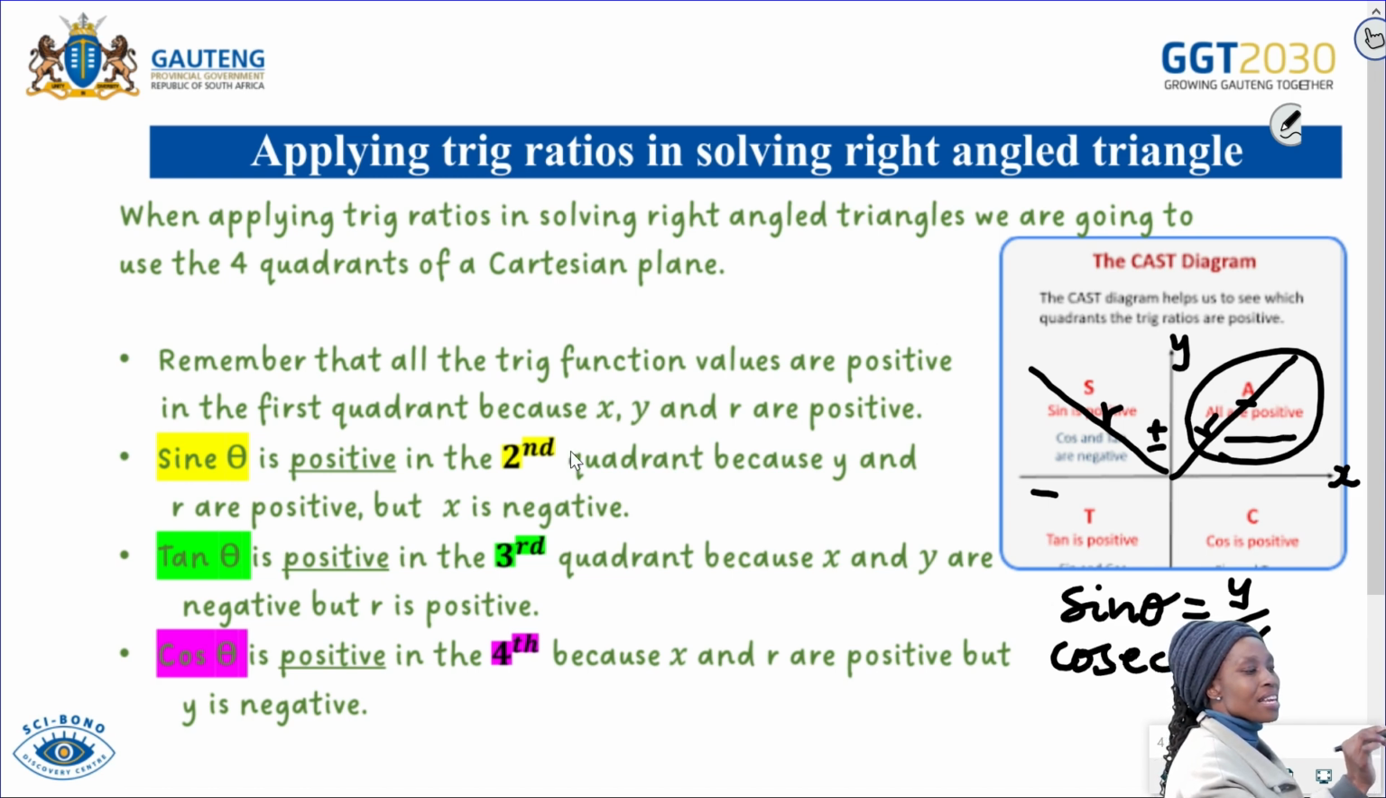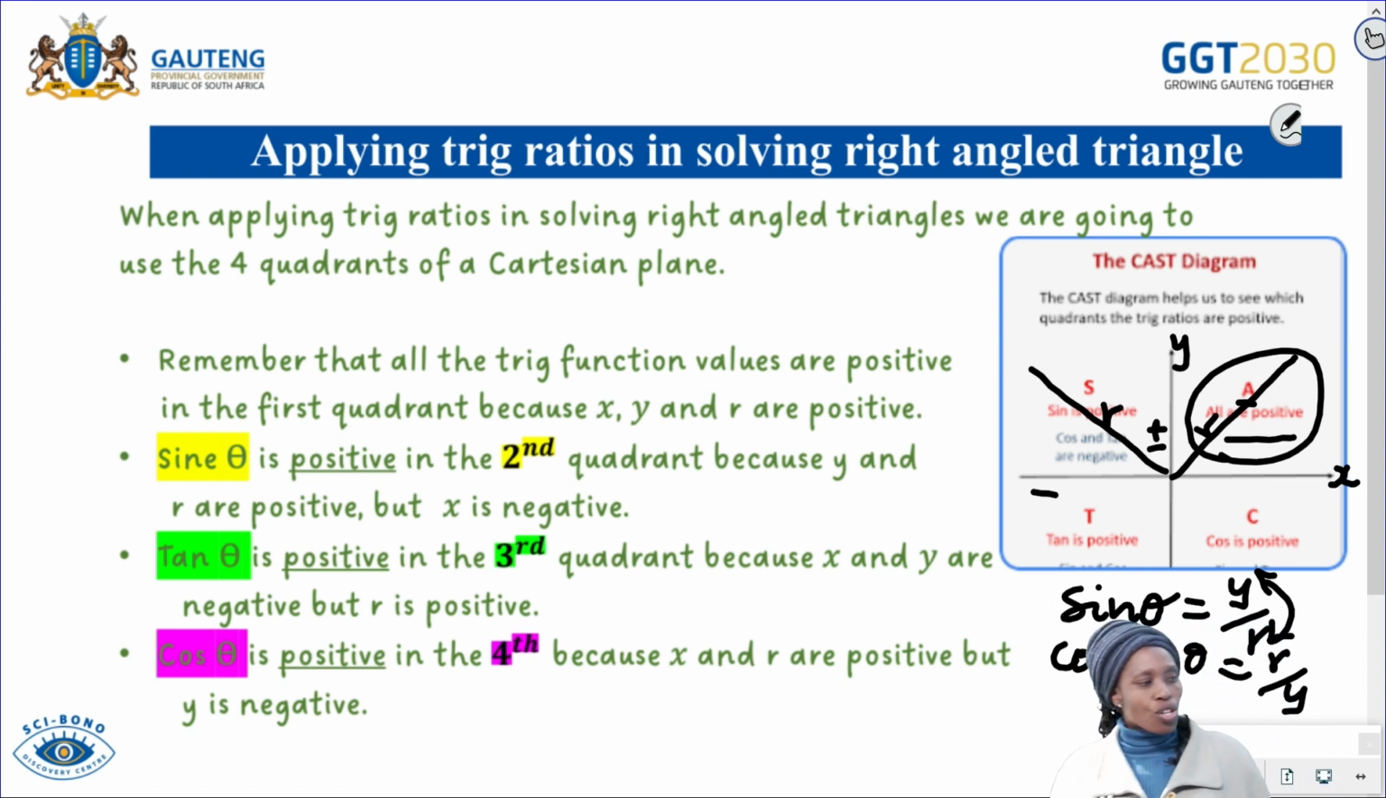Same as when I am dealing with cosec. Cosec theta, which is the reciprocal of sine, is also positive here, because I just swap whatever I'm having for sine. I have r over y, which is also positive.